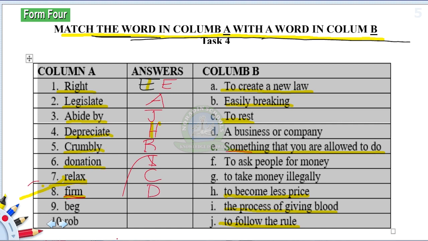What about the word beg? The beggar always begs. Beg means to ask people for money because you are hungry. Okay. It is F. What about the word rob? Rob, R-O-B. It means to take money illegally, not legally, but illegally. So it is G.